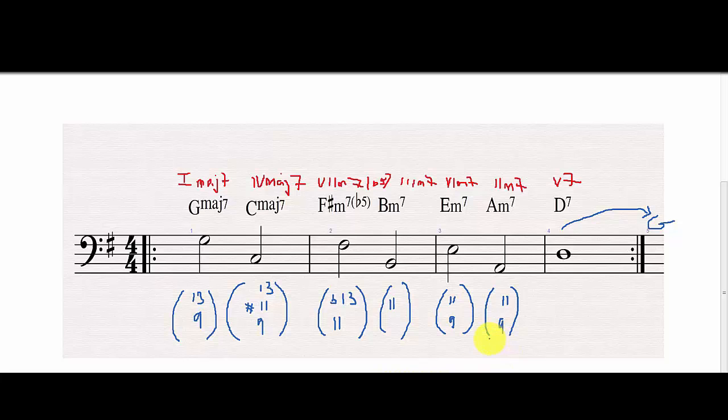So, hold on, we've missed one here. What are the tensions on this? We've got a D7 here. Let's have a look. The tensions on a D7 are 9 and 13, on a dominant. There you go. Don't play 11th, dear. Okay, so that's that bit.